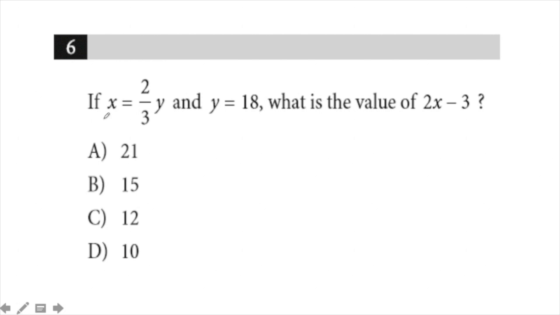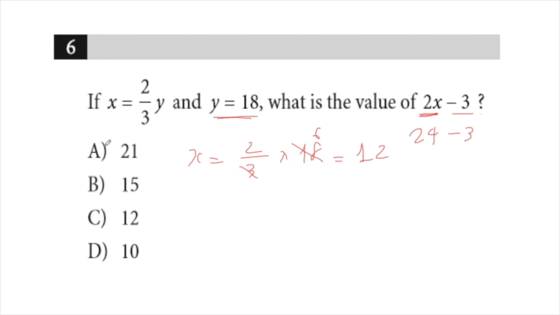Question 6. If 2 over 3 y and y equals 18, what is the value of 2x minus 3? For y we have 18, so x will be 2 over 3 times 18, and simplify, you get x equal to 12. 2x corresponds to 24, minus 3 and you get 21. So A is my final answer for question 6.